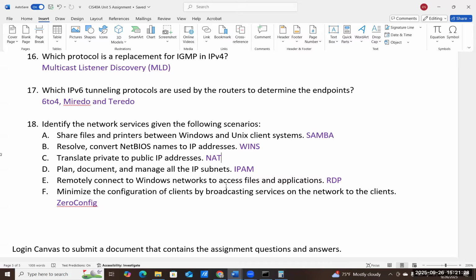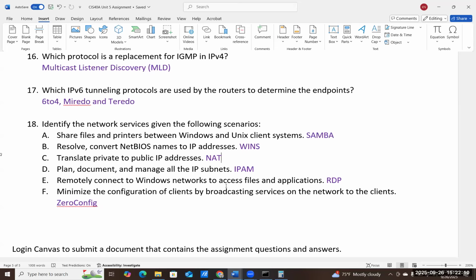Remotely connect to a Windows network to access files and applications. The keyword here is Windows and remote. So that will be Remote Desktop Protocol, your RDP. This is used for cloud connections when you are at home and it's 2 a.m. and someone tells you that a segment is down and you need to connect to your network to reconfigure that switch. If you're using Windows, you're going to use RDP securely. Or you can SSH in once you connect, you have a public IP address.